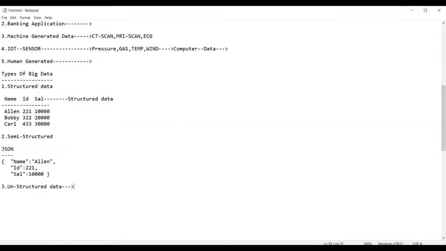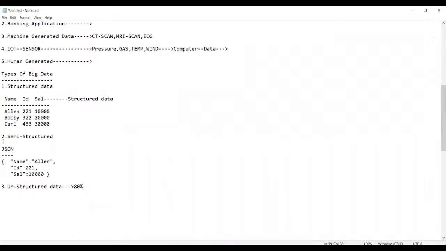All that data is called what? Unstructured. 80% of the data across the globe, we'll get it in what? Unstructured format only.